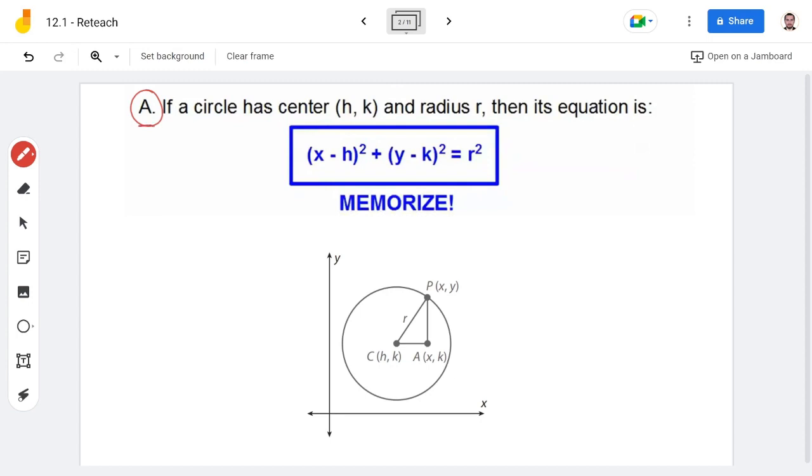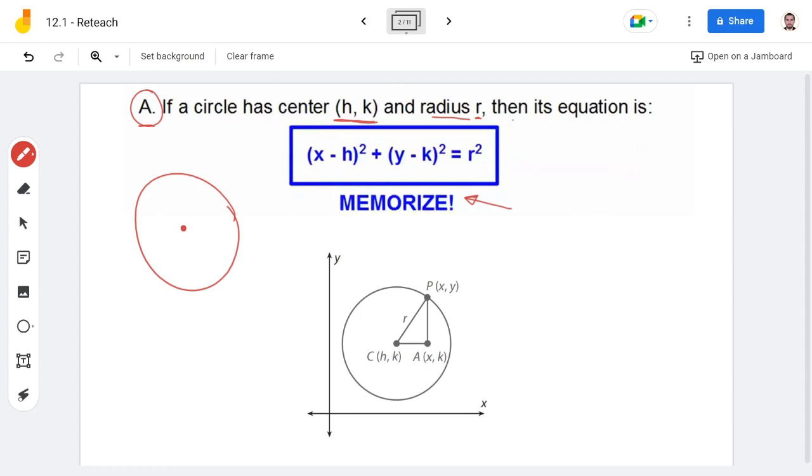If a circle has a center (h, k) and radius R, then its equation is (x minus h) squared plus (y minus k) squared equals R to the power of 2. So you have to memorize this formula. It's easy.